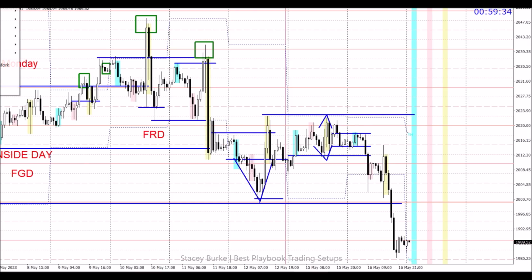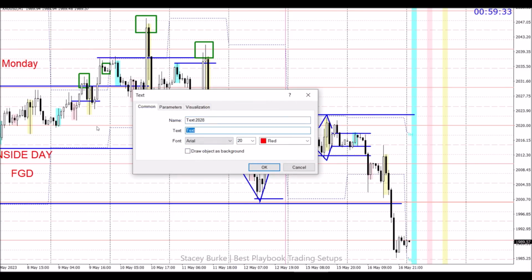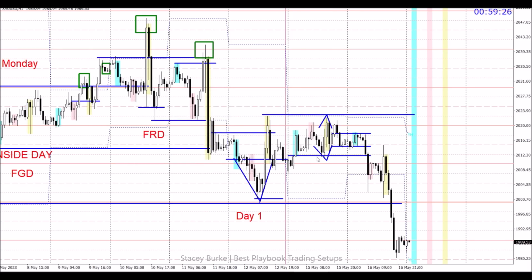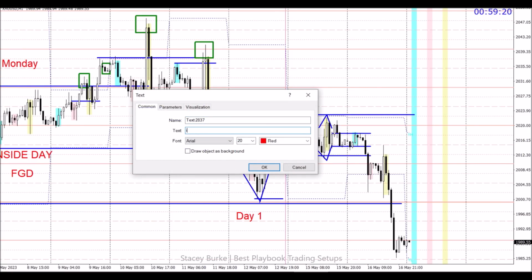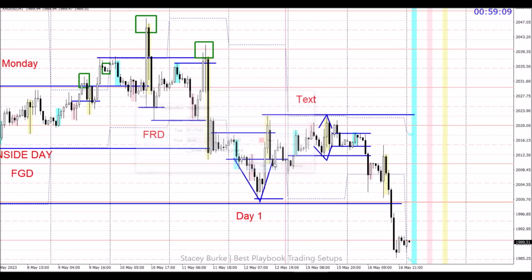So, coming back to our new week and our new template, we have a day 1. And as I mentioned earlier, we have an inside day on our Monday and a first green day. Okay? First green day. Put this in capitals. We have an inside day and a first green day.